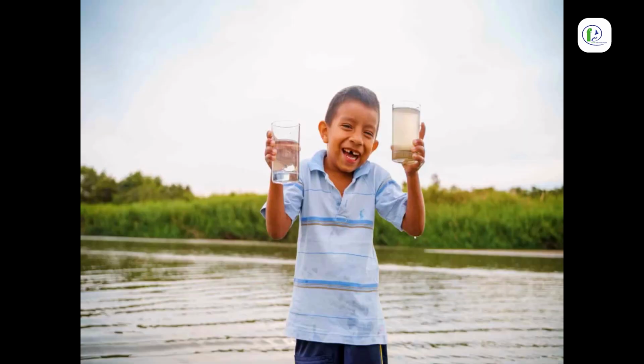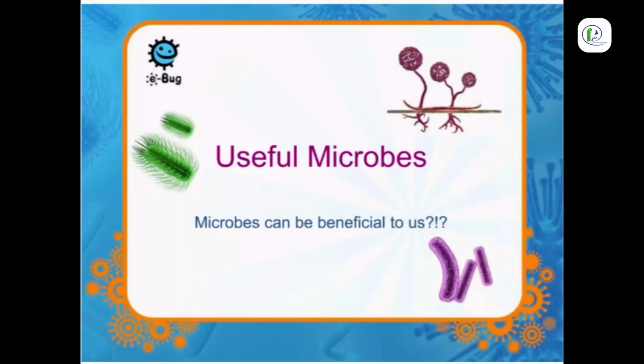Move to the next slide. Do not allow water to collect anywhere in your neighborhood, as it becomes a breeding place for mosquitoes. Make sure the water you drink is filtered. Now move to the next topic, useful microorganisms. How microorganisms can be beneficial to us.